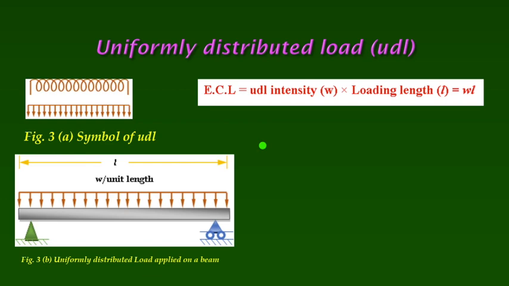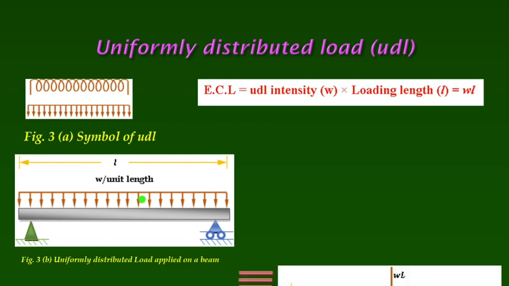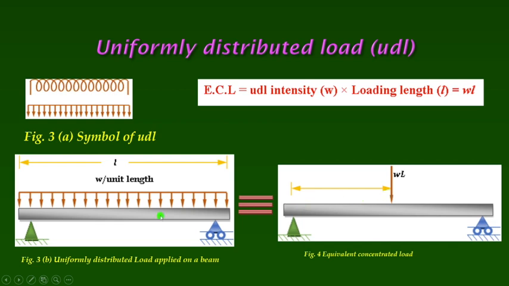Now it is the uniformly distributed load. Uniformly distributed means the entire load is not working at a particular point, rather the load is applied per unit length. Let's consider omega is the per unit length load. Then we can get the total load or the equivalent concentrated load. It is omega per unit length, so the total amount of this load is omega into L.